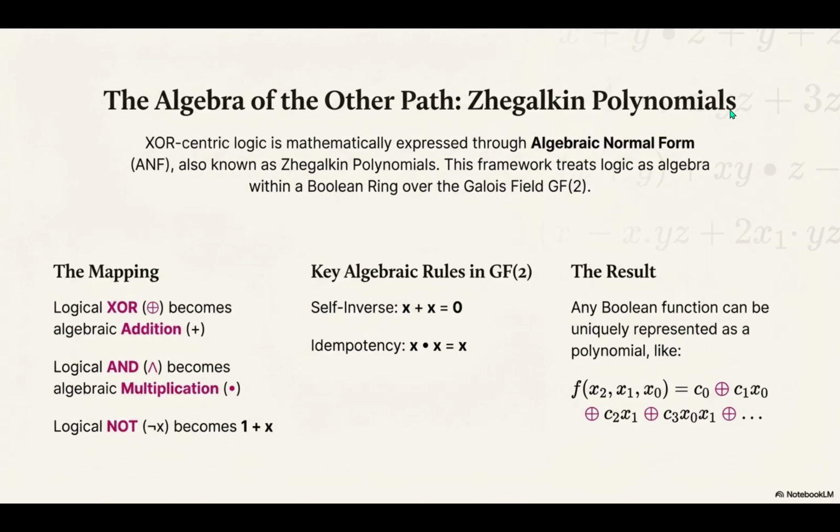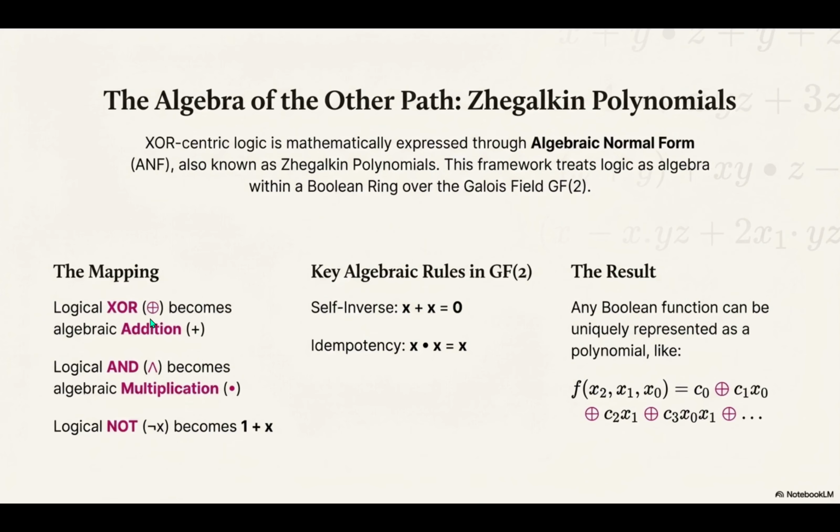This framework treats Boolean logic entirely algebraically within something called a Boolean ring over the Galois field GF2. Okay, hold on. Galois field GF2 sounds incredibly dense. How do we, as listeners, ground that? What's the practical, everyday way to think about that remapping of operations? Think of it simply as algebra without carry. We are remapping our three core logical gates to algebraic operations that just behave better for specialized computing.